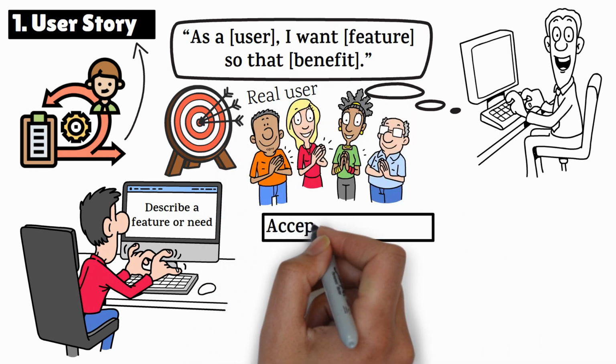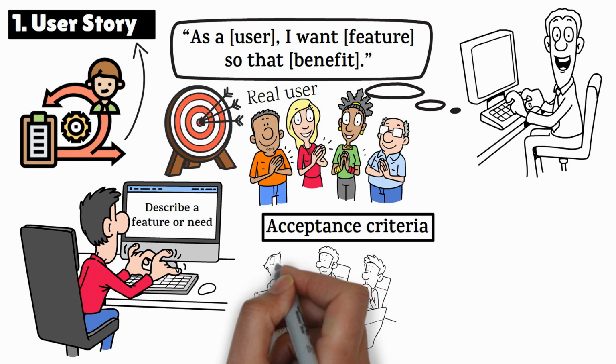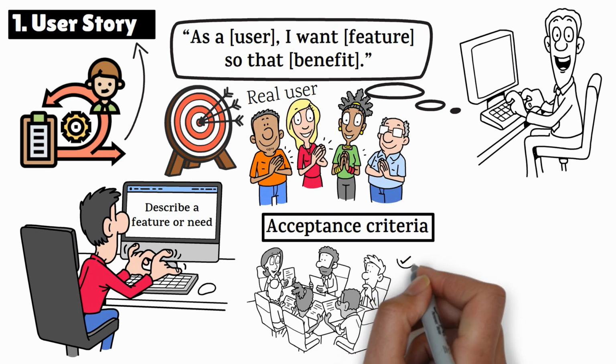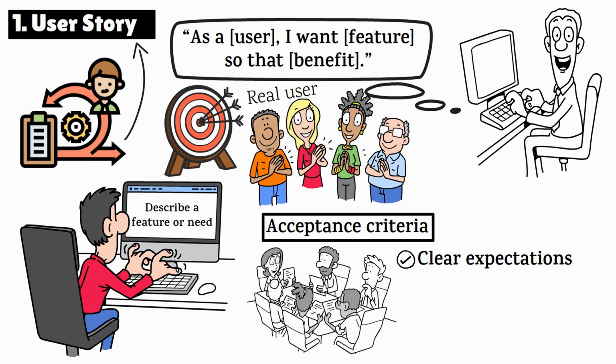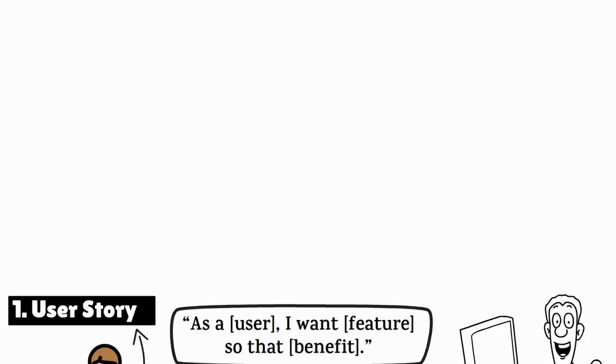Each user story includes what's called acceptance criteria, conditions that need to be met for the story to be complete. The user story format allows teams to think deeply about user needs and define clear expectations, keeping everyone aligned on what done looks like.